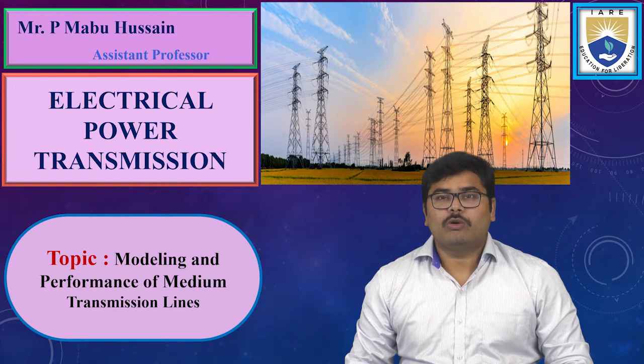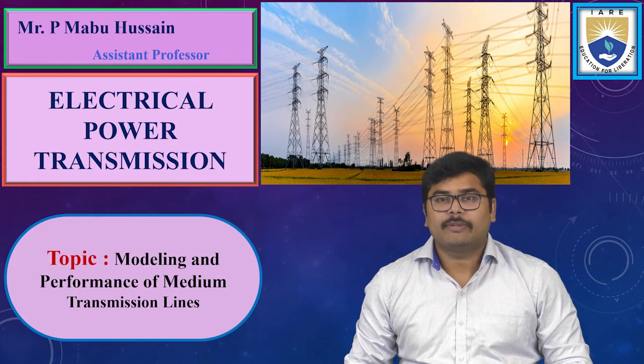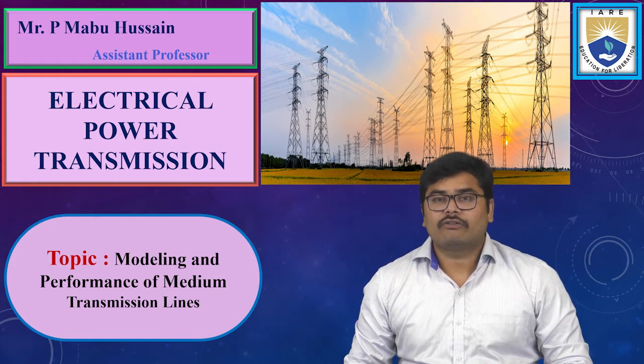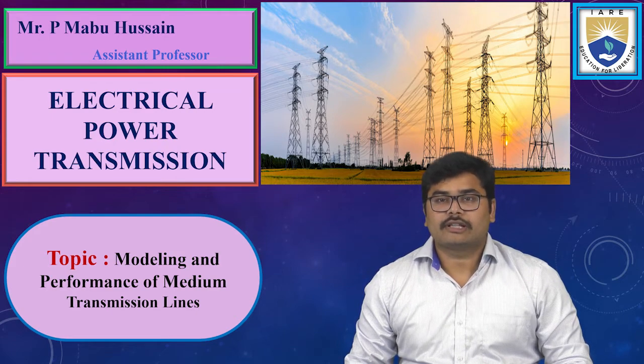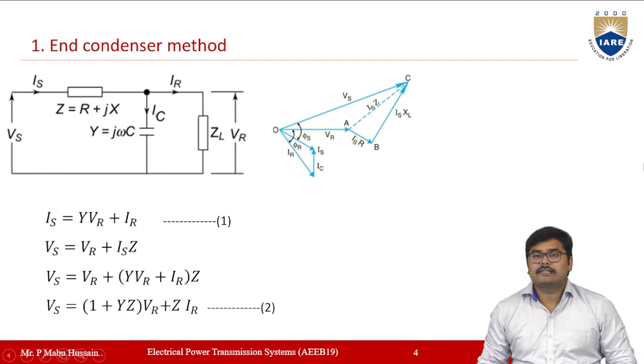To model and analyze the performance of these medium transmission lines, we can use three methods: the end condenser method, nominal T method, and nominal pi method. Let us discuss one by one how to use these methods to model and analyze the performance of transmission lines. The first method is the end condenser method.